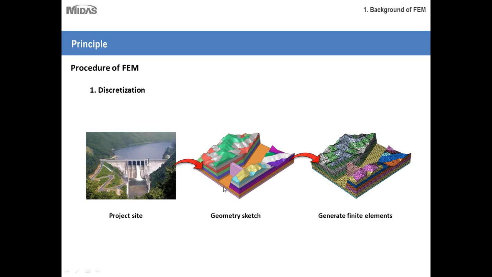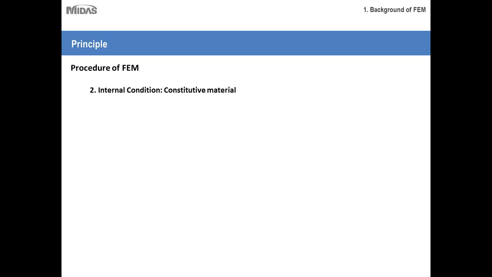Now once this geometry is generated, you have to divide it into different layers using solids, and once you have this solid geometry ready, you have to divide these solids into finer elements called finite elements. This process of dividing the solid into a finer mesh is called discretization. This is the key ingredient for your finite element analysis approach. Then comes the internal condition, which is primarily called applying a constitutive material model.